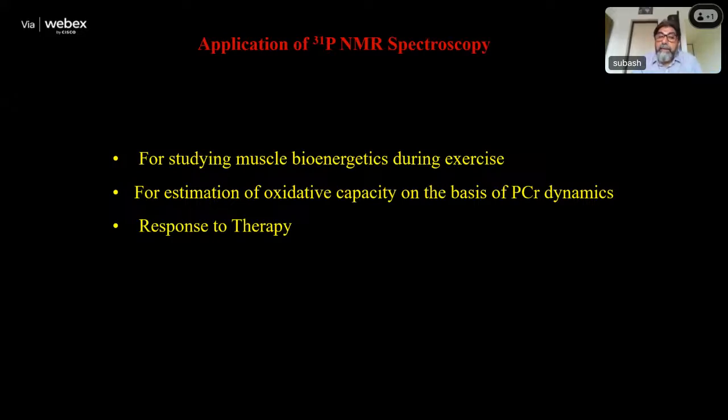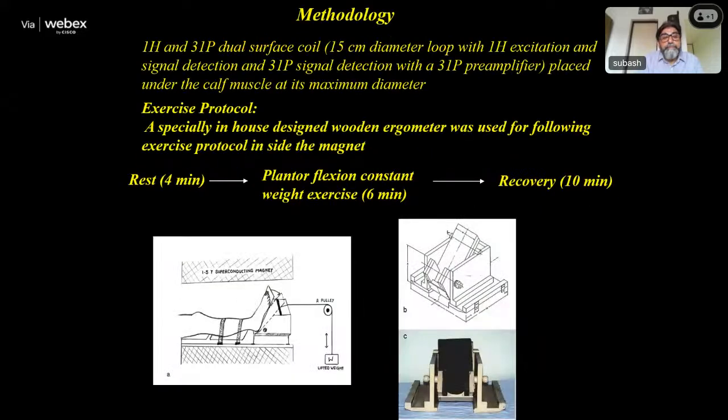And as I said earlier, a healthy muscle, a good muscle, should be able to recover from the fatigue very fast. So this tells you about the oxidative capacity of the muscle, which should be higher for healthy individuals, sports persons, as well as good athletes. And one can also use P31 to look at the response to a particular therapy, and I will show you some examples of how this has been utilized.